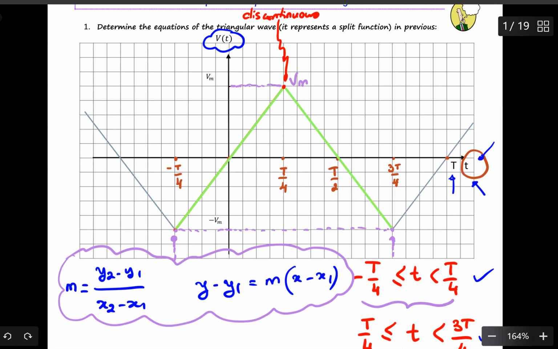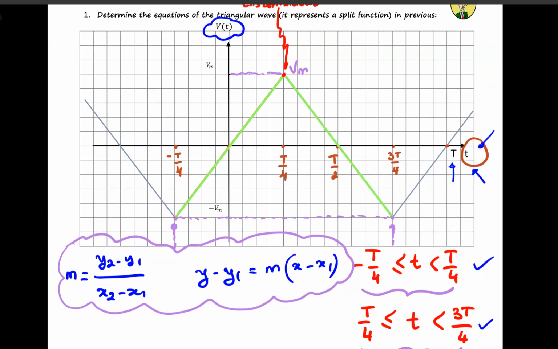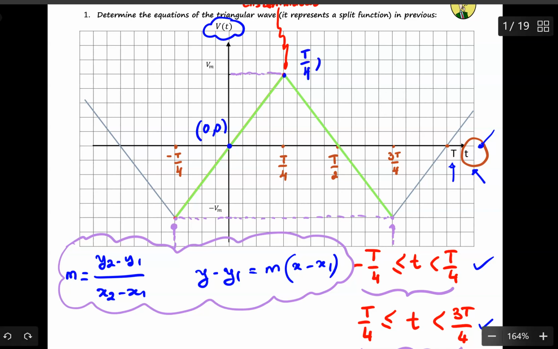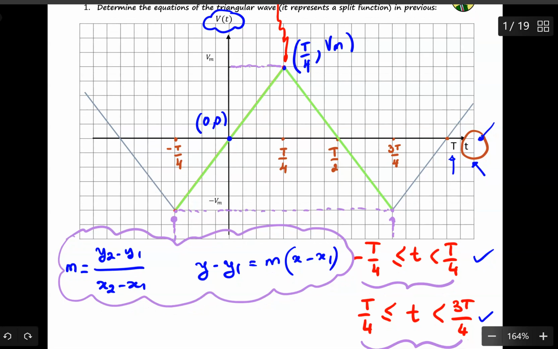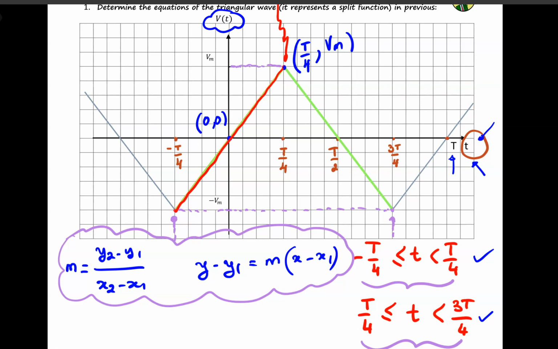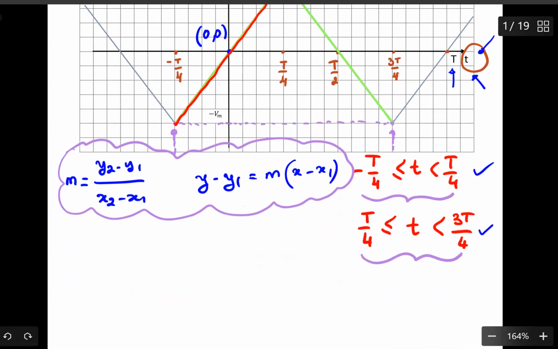In order for me to find the equations, I need 2 points. The easiest point that I will use is this point right here, (0, 0), and I also use this point. I should write it as: when t equals T over 4, then v will be equal to Vmax. I will use these 2 points in order to find the slope for this particular line. Keep that in mind. I will find the equation for this line within the period of negative T over 4 to T over 4.